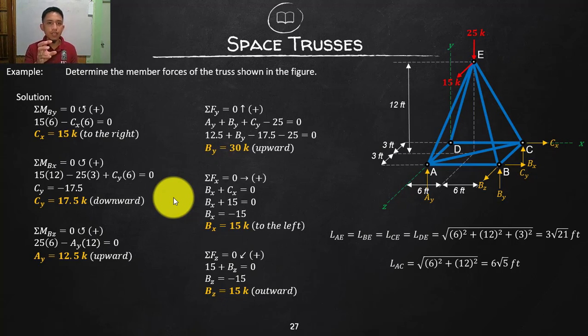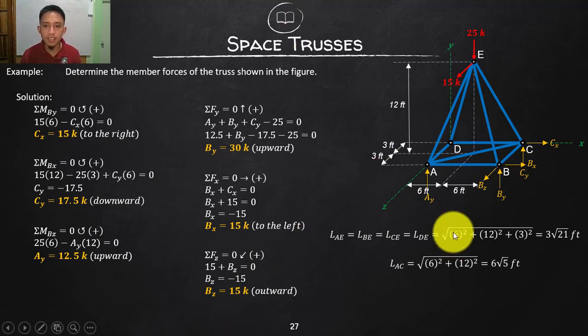Always put yourself on the positive direction, on the positive axis. So if you are taking a moment at x, put your point of view on the positive x. Then it's up to you if you want to consider clockwise positive or counterclockwise, but for the purpose of this discussion, I will always consider counterclockwise. Now, it is not just enough for us to solve this reaction.